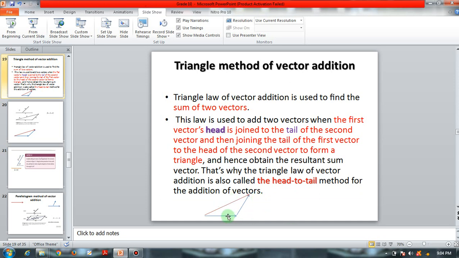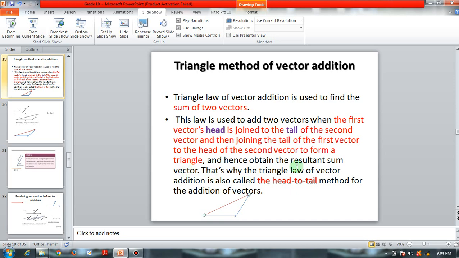So if it is vector A and if it is vector B, this vector is the resultant vector, which is called A plus B. This is the sum of the two vectors. So this law can be used for our two vectors. The first vector's head is joined to the tail of the second vector, and then the tail of the first vector is joined to the head of the second vector. In this case, you will make a triangle, and you will obtain the resultant sum vector.